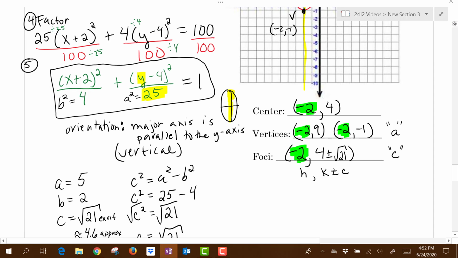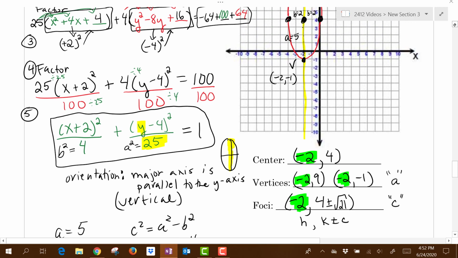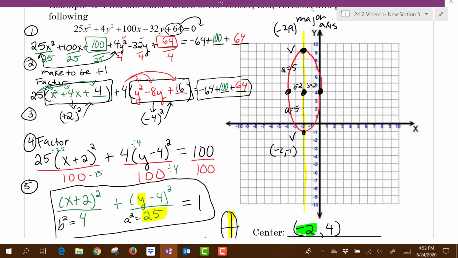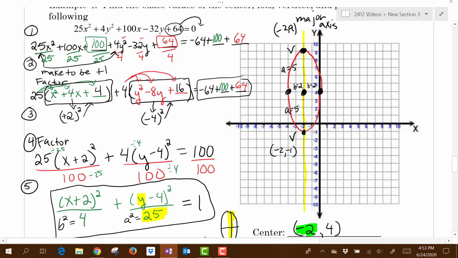All right, now if you wanted to plot the foci, knowing that our c value is about 4.6, we can start at the center and go up 1, 2, 3, 4, and about halfway up. There's one focus. Go back down to the center, go down 1, 2, 3, 4, and then a little bit more, about halfway. There's another focus. Okay, now it should make sense.